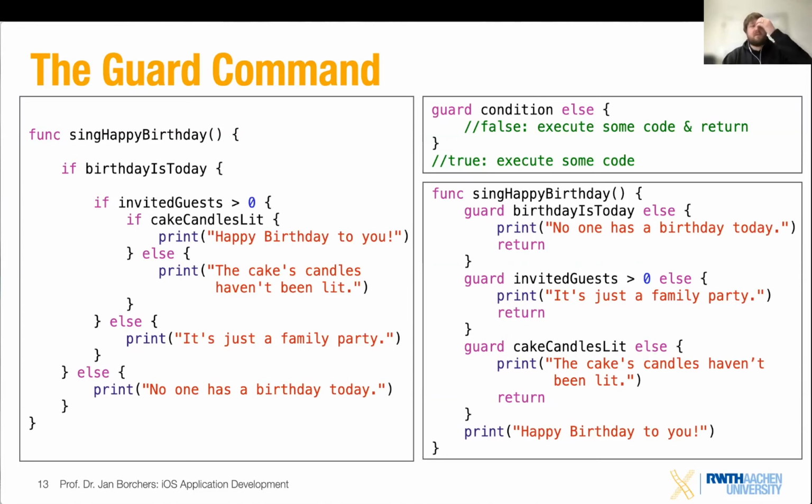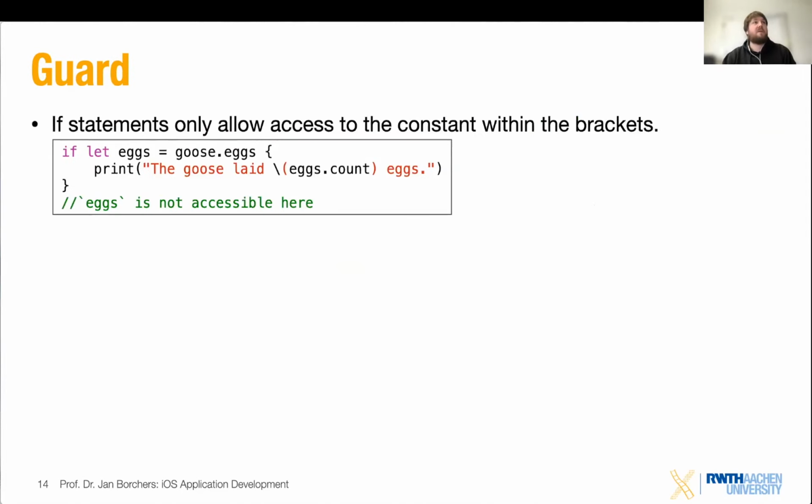And that also makes it easier regarding the scope of your parameters. So for example, if we have an if statement, we try to create or assign a constant x with goose.x. Then this constant x is only available in the brackets. Afterwards, that scope is gone. You don't have access to x anymore, so you need to handle everything in those brackets.